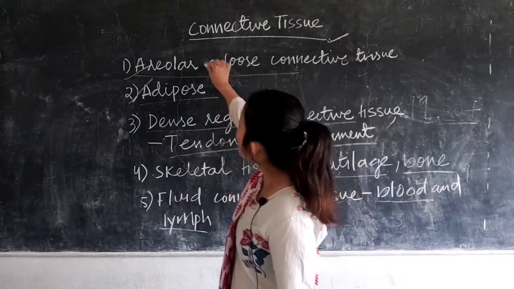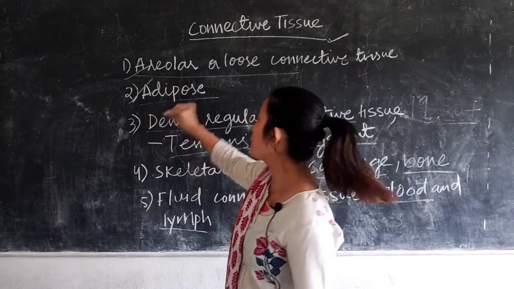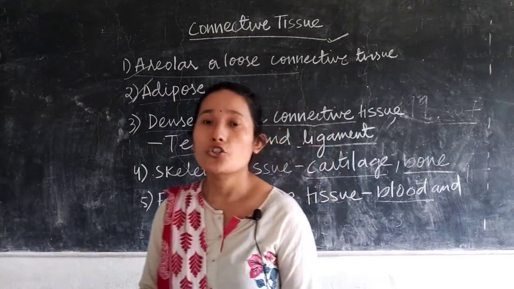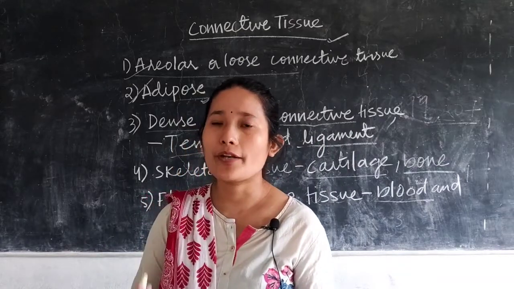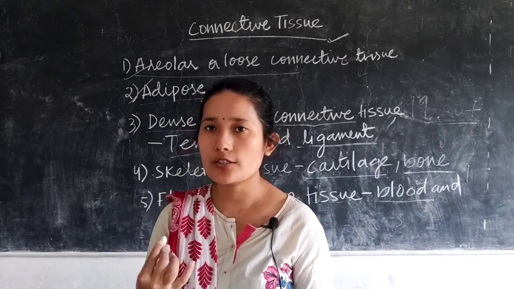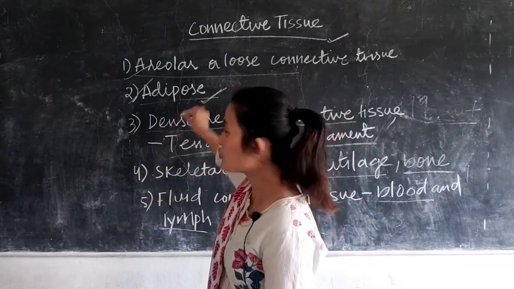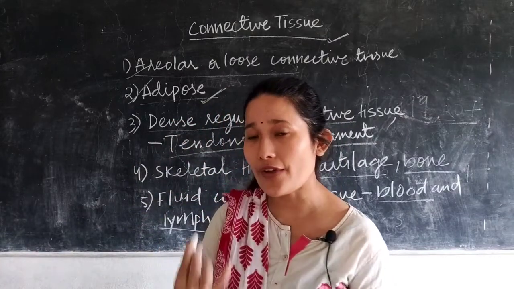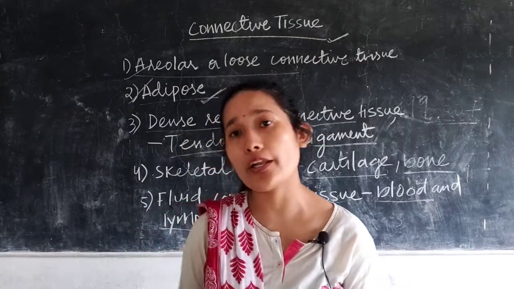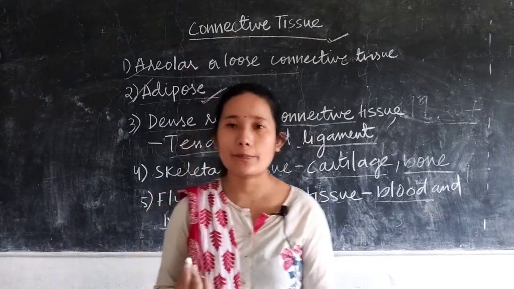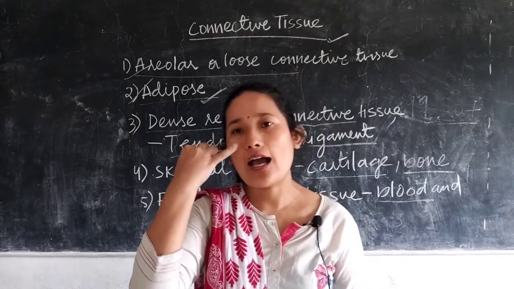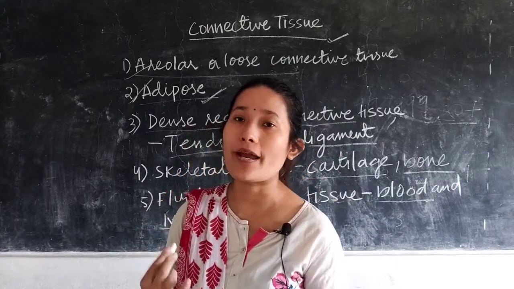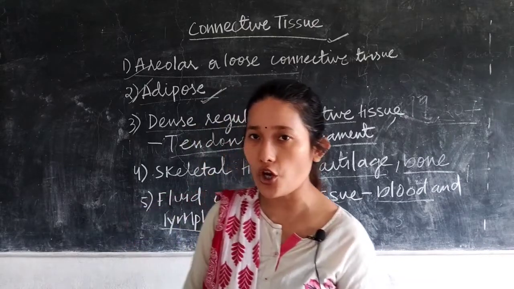Now the modified version of this areolar connective tissue is your adipose tissue. What modification is brought about? In areolar tissue, whenever there is a fat deposition, you term it as adipose tissue. Because of the fat deposition, it acts like an insulator for the body. Where are they present? They are present in the eye pad regions and kidney regions, providing insulation to those organs.